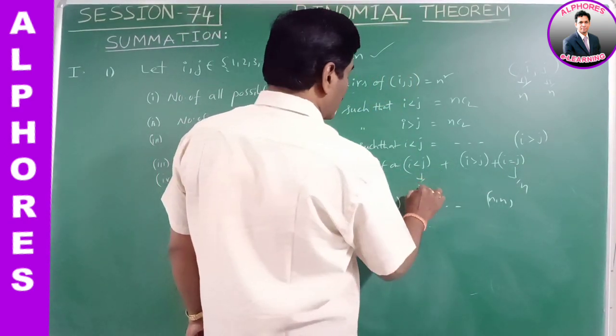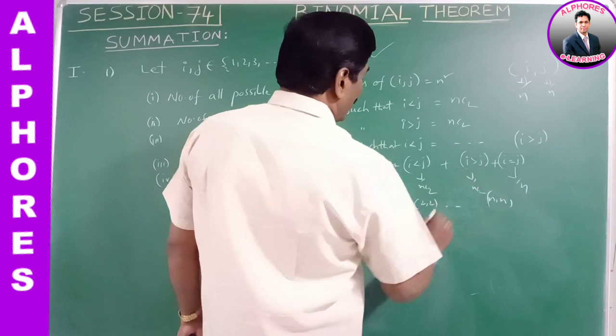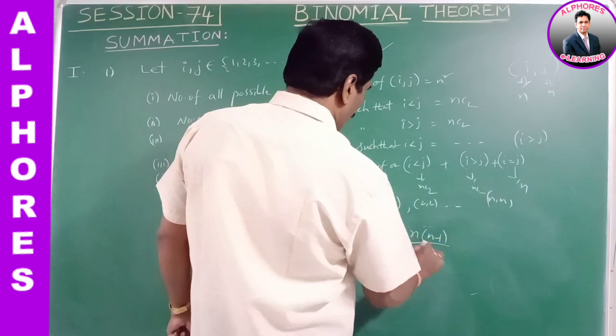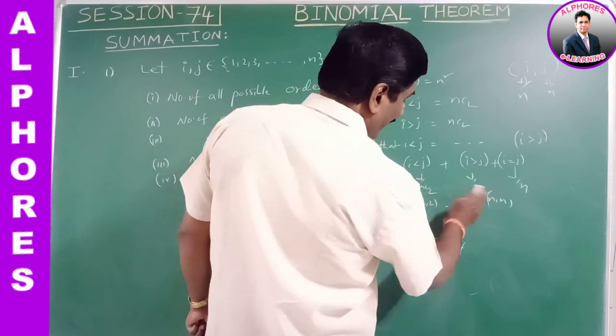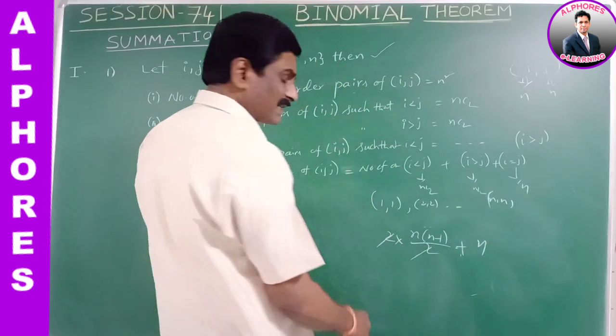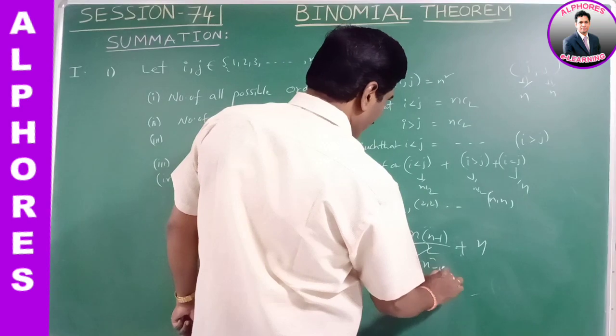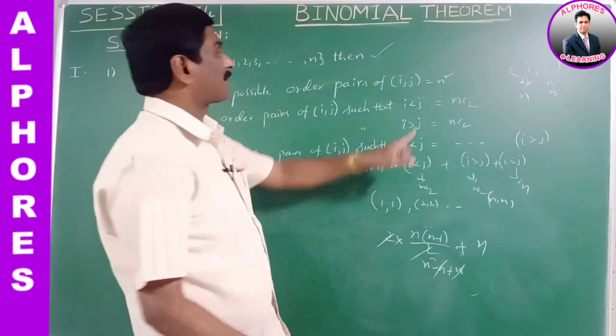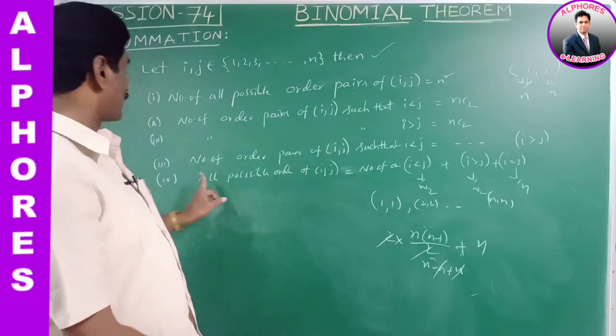Here how many possibilities? nC2. Here nC2, which means n(n-1)/2, plus again nC2, that is 2 into nC2, plus n. The 2 cancels. What is the value? n squared minus n plus n. The n cancels. Total number of possibilities is n squared. Please note this value.